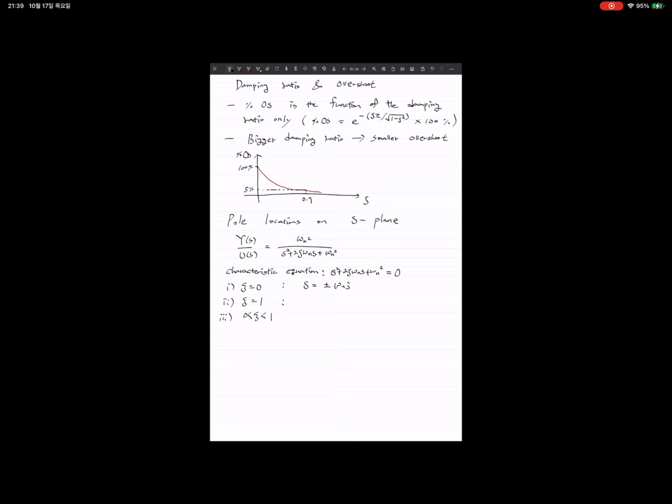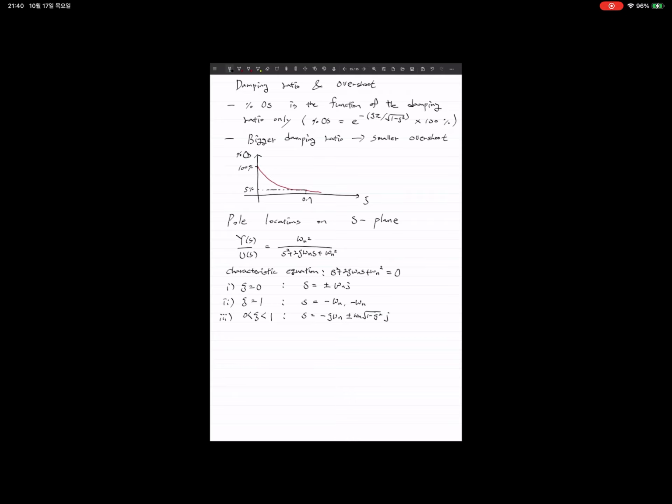And when zeta is 1, then we have repeated pole on the real axis, minus omega n and minus omega n. And for the underdamped system, we have pole location with minus zeta omega n as the real part, and plus minus omega n times square root of 1 minus zeta square j as the imaginary part.